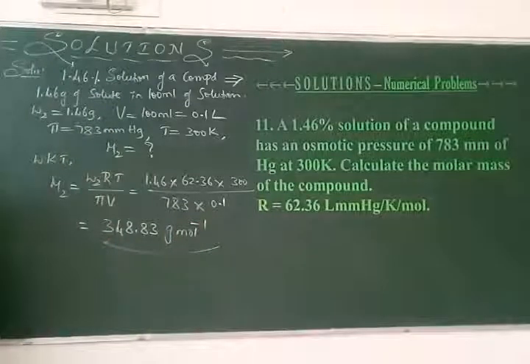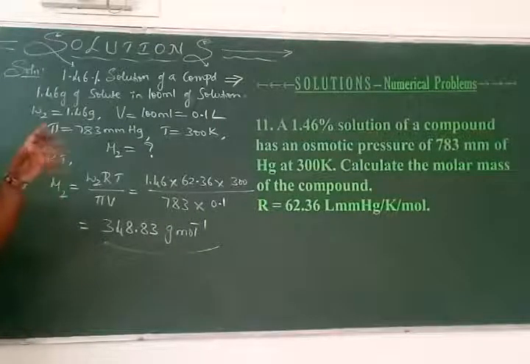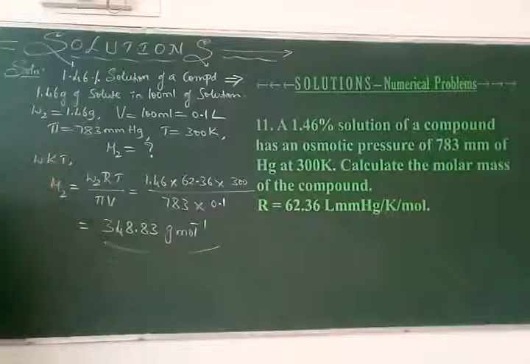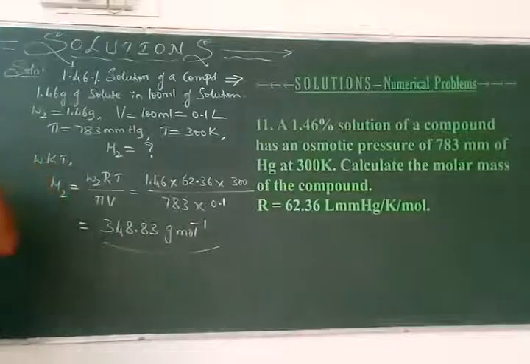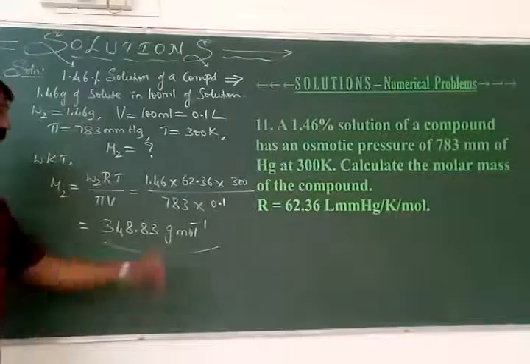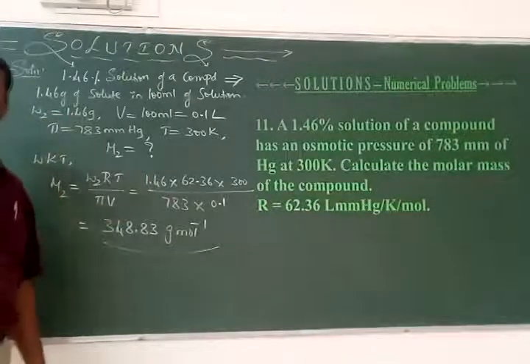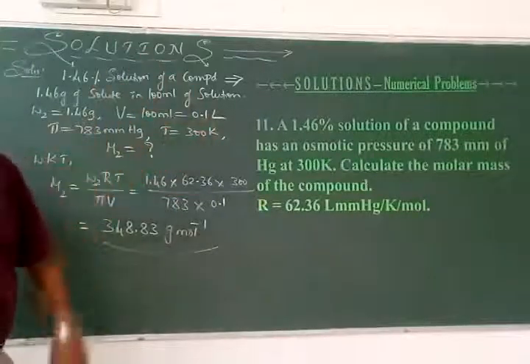It is very similar to that of the previous one. There the molecular mass is given, we have calculated the osmotic pressure, but here the osmotic pressure is given and we have calculated the molecular mass. But the thing is, there we have expressed the osmotic pressure in terms of atmosphere. There the R value is going to be 0.0821, but here the osmotic pressure is expressed in millimeter of mercury. Therefore, we have to choose the value of R as 62.36 in terms of liter millimeter per Kelvin per mole.